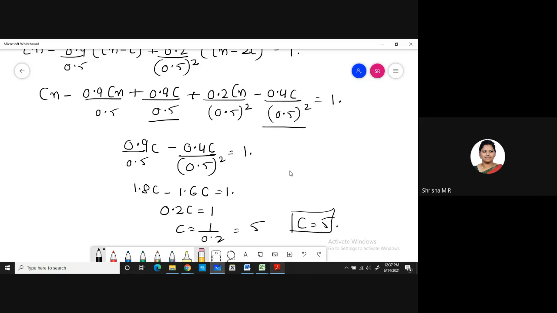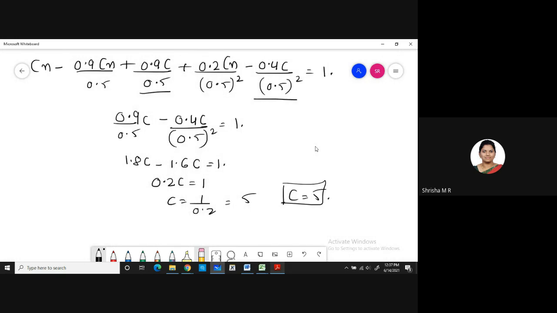Understood? It's clear? Clear, everyone? We are just taking the C term and equating it to 1, because we have to find C, right? So we'll take the terms with C and equate it to 1 so that we'll get C. Got it? So your C is given to be 0.5, right? It is given to be just 5.